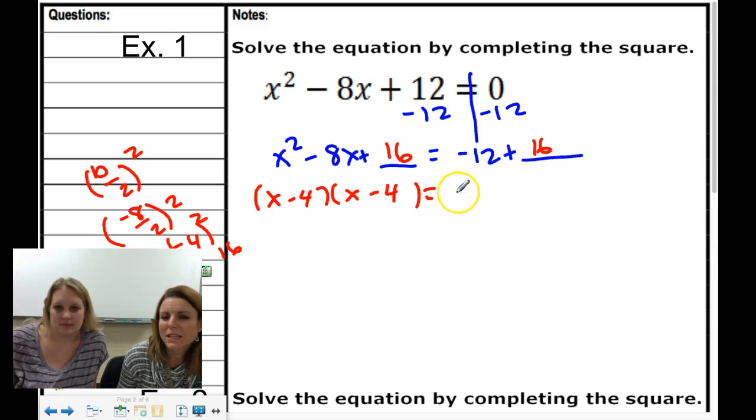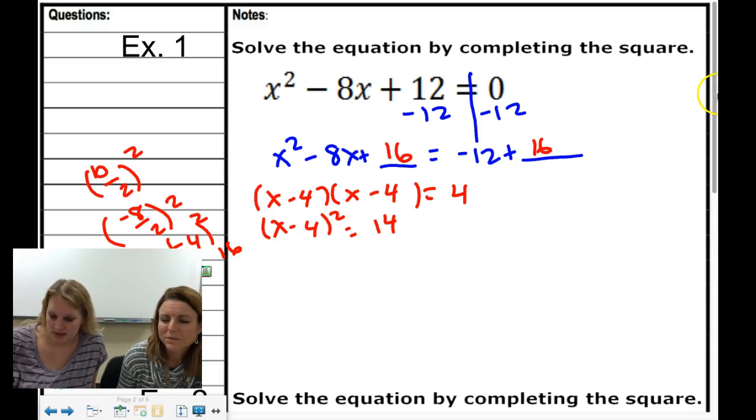Negative 12 plus 16 is 4. Well, how many x minus 4s do we have? 2. So we're going to write that as x minus 4 squared equals 4.